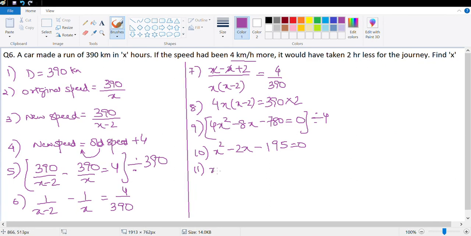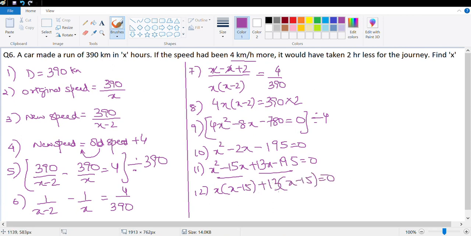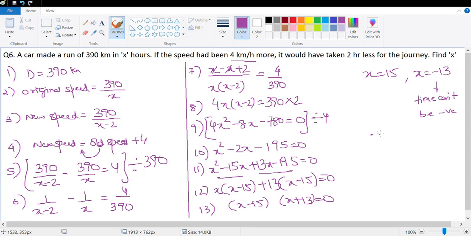So we have x square minus 15x plus 13x minus 195 is equal to 0. Grouping it the way I have underlined, x times x minus 15 plus 13 times x minus 15 is equal to 0, which means x minus 15 times x plus 13 is equal to 0, which means x is equal to 15 or x is equal to negative 13. Now time can't be negative, therefore x is equal to 15 hours.